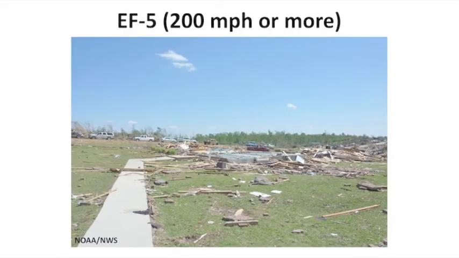And finally, this is the highest rating on the Enhanced Fujita scale, EF5, with wind speeds of 200 miles an hour or more, and the house is just about completely gone. Now, before you get really scared, you should know that very, very few tornadoes are EF4 or EF5. Most tornadoes, if you're in the middle of a sturdy building, you'll be just fine.